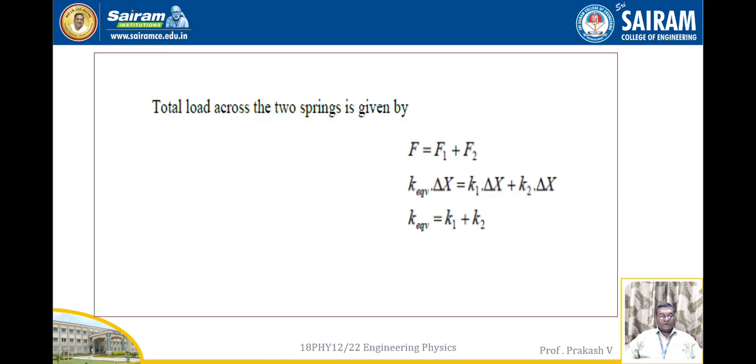Next, the total load across the two springs is given by F is equal to F1 plus F2, or K equivalent into delta x is equal to K1 into delta x plus K2 into delta x. So K equivalent can be written as K1 plus K2. That means K equivalent is equal to K1 plus K2. This is the expression for force constant for springs connected in parallel.